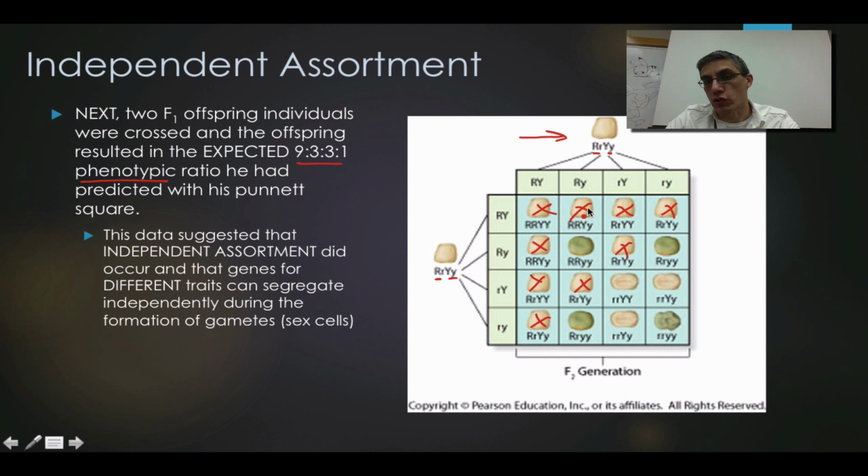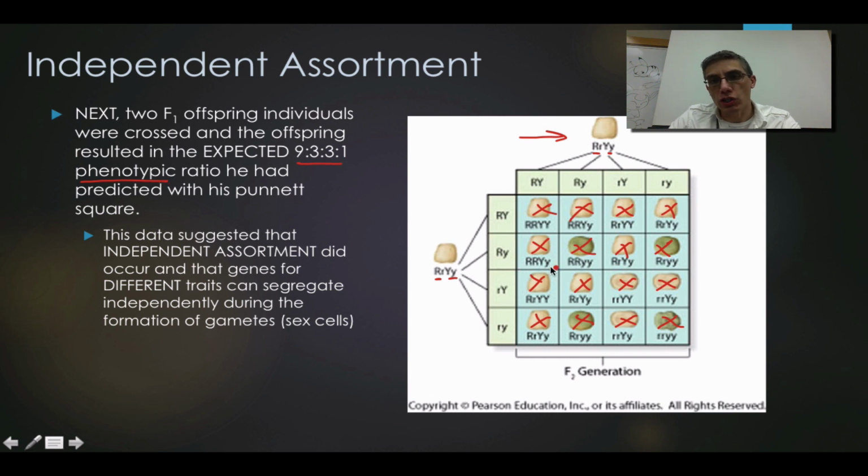We have 9 that are smooth peas or round peas, and they're yellow in color. Now if you notice, we have 1, 2, 3 that are going to be smooth or round, but they're going to be green in color. Then we have 1, 2, 3 that are going to be wrinkled and yellow in color, and then of course we have one down here, this very last one in the corner, that is going to be green and wrinkled. So that's where we get our 9 to 3 to 3 to 1 phenotypic ratio.